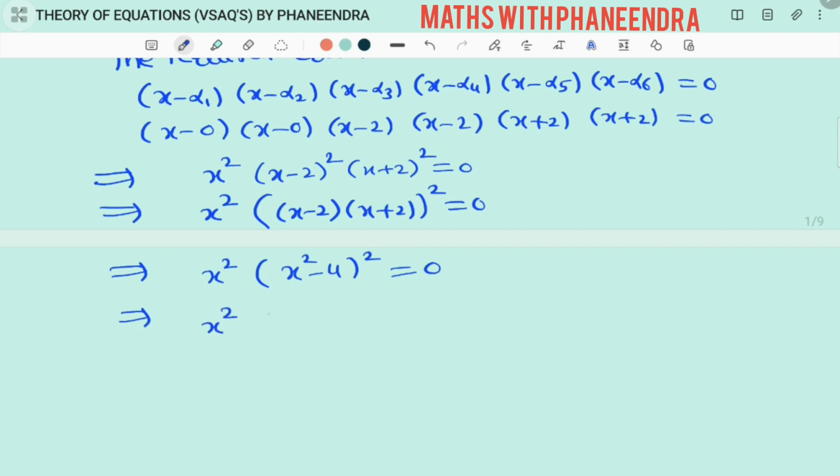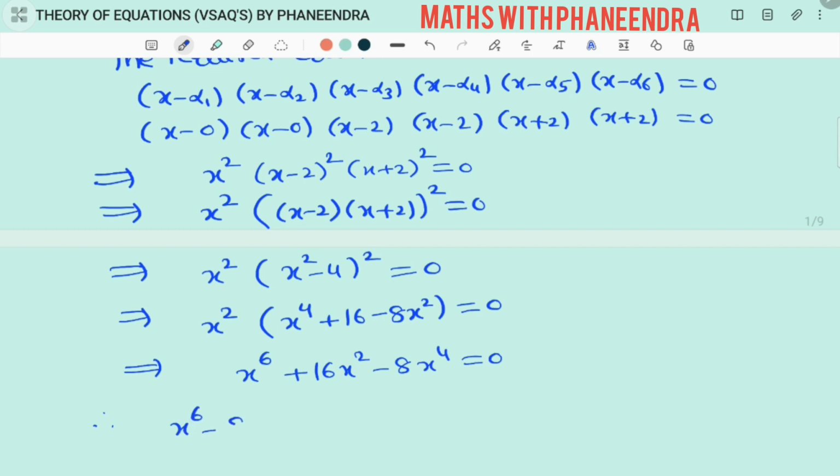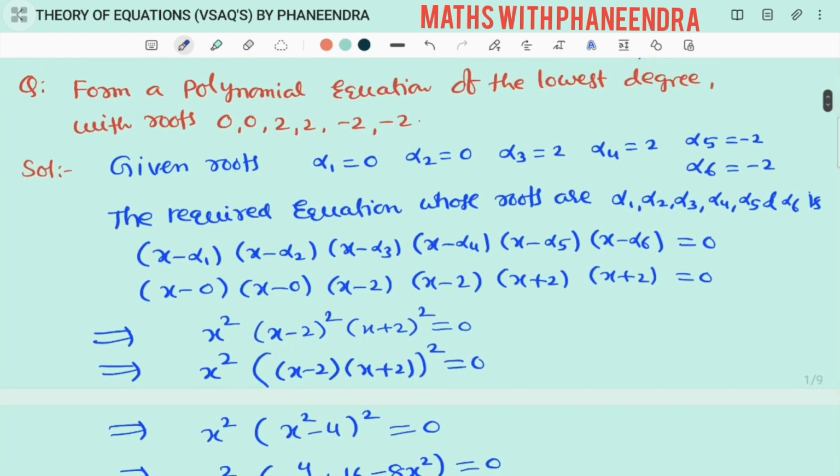That implies x square into the a minus b whole square expansion. Here we have to do that: x square whole square is x power 4, plus 4 square is 16, minus 2 into x square into 4, so minus 8 x square, is equal to 0. X square into x power 4 is x power 6, x square into 16 is 16 x square, minus 8 into x square into x square is x power 4. So write in the order, therefore x power 6 minus 8 x power 4 plus 16 x square is equal to 0 is the required polynomial whose roots are 0, 0, 2, 2, minus 2 and minus 2. I hope everyone understands. This is the easiest question only.